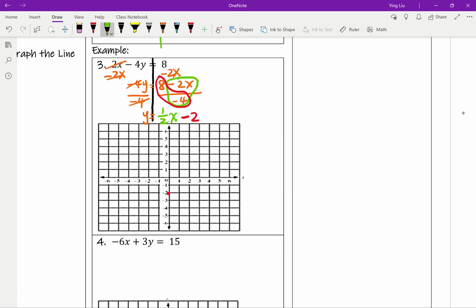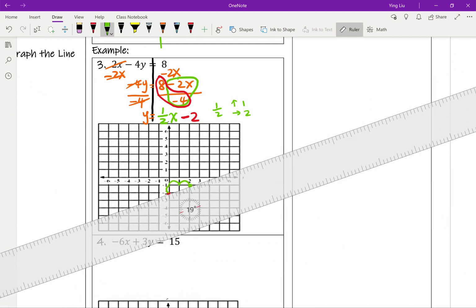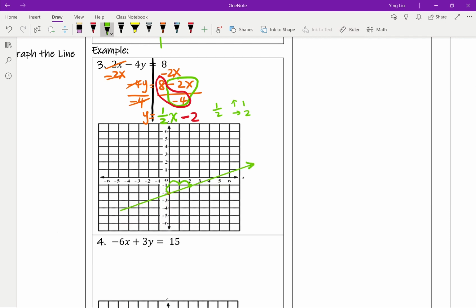the rise over run. So 1 over 2 means we're going to go up 1 and then go to the right 2. So go up 1, go to the right 1, 2. So this is your ending point. And then we'll just connect the line. And that's how we graph it.